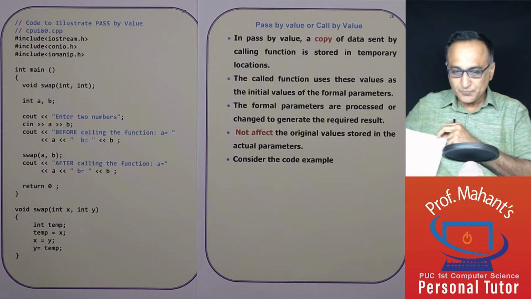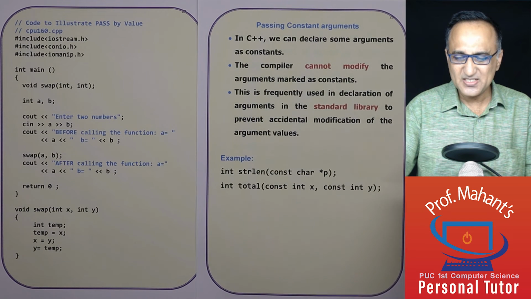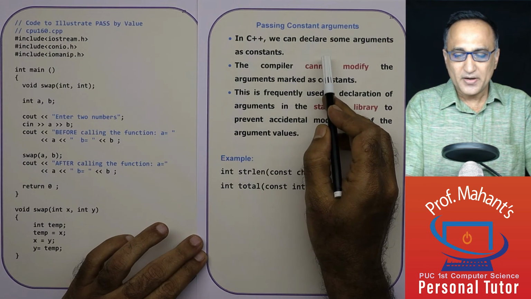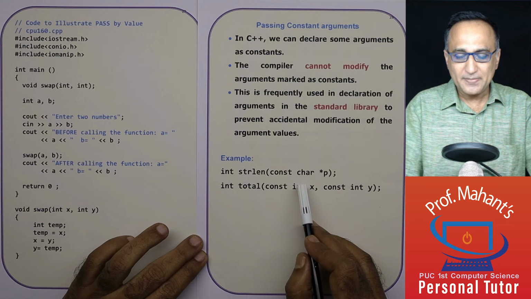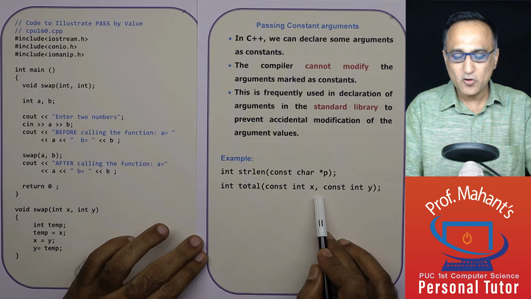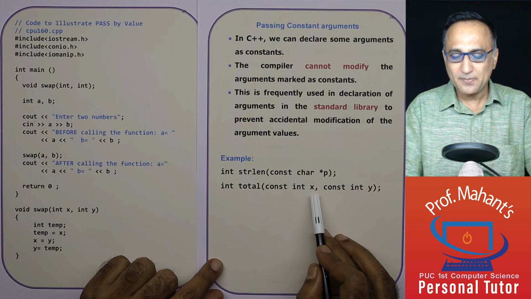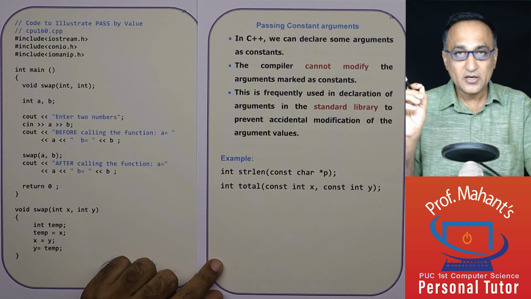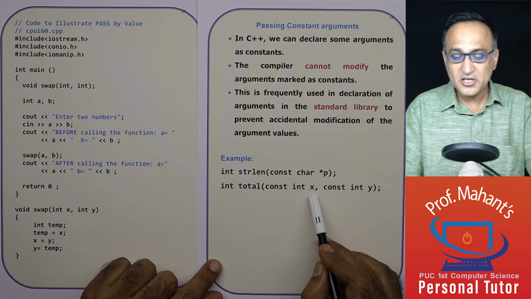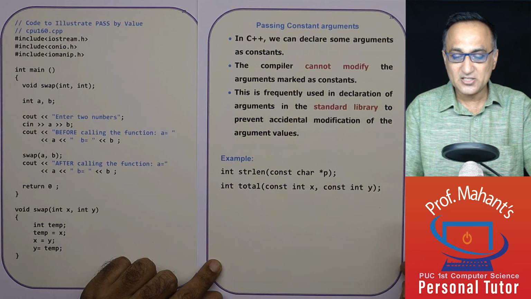Now let us try to understand another thing called passing constant arguments. I'll just give you an idea. It's not really important at this stage of your career. For example, I can state in the prototype declaration that some of my parameters, like this particular p or x or y, are constant. When I declare in the definition as well as in the prototype that x and y are constant and not variables, then in the function called total, I cannot change the value of x and y. The compiler does not allow you to modify the arguments marked as constant.